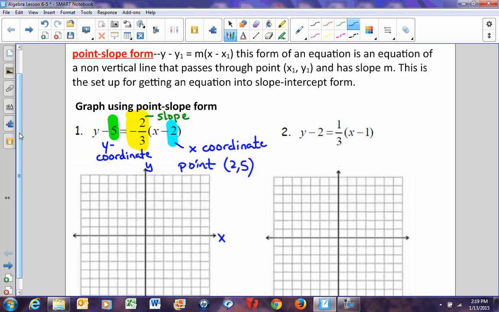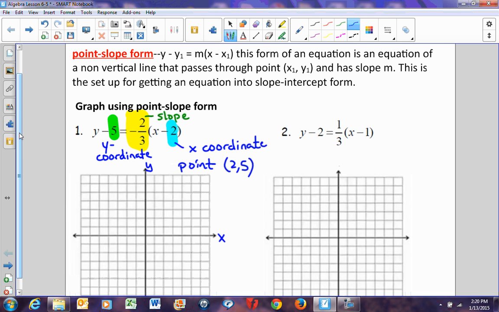Because the equation, if you remember back up here, says y minus y1. So if it's a plus, it's going to be the opposite. If it said y plus 5, my y-coordinate would be negative 5. And if it said x plus 2, my x-coordinate would be negative 2. But since it's a minus and a minus, you read the coordinates just as you see them. Y equals 5 and x equals 2. So there's my point. And my slope, we already talked about that, the slope is negative 2/3.